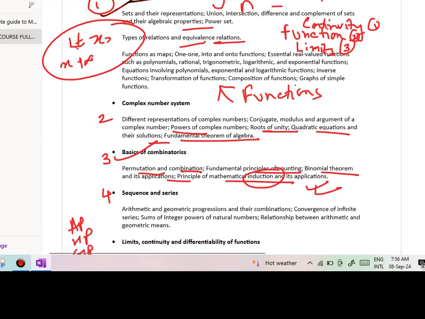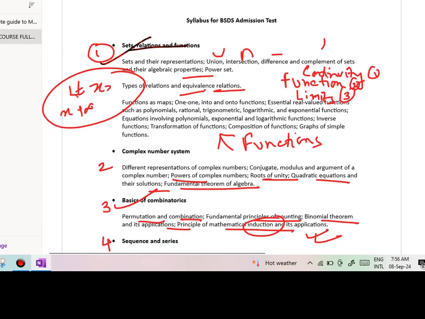If you start early it will be much easier, because it will help you complete the syllabus very quickly.